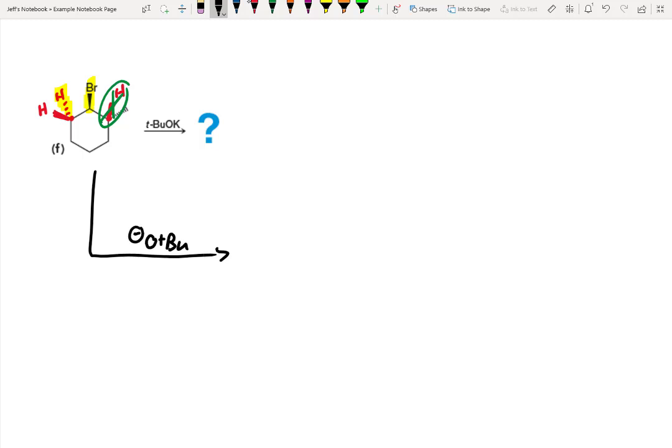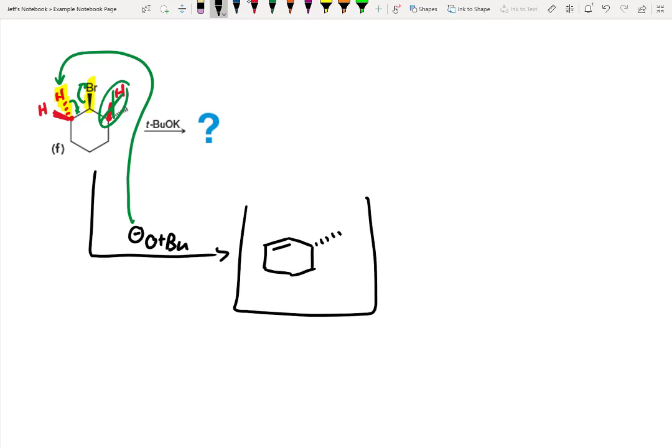So in this problem, the only beta proton we can go after would be this one. Kick off our leaving group, get a double bond right there, and then our methyl group right here would remain a dash. So this would only give us one product, therefore this reaction would be stereospecific.